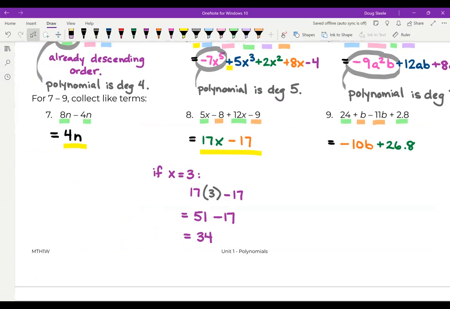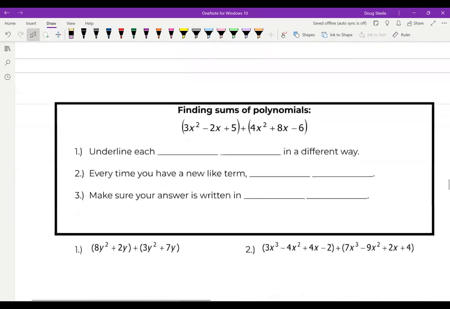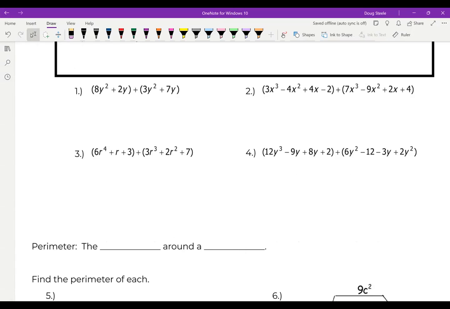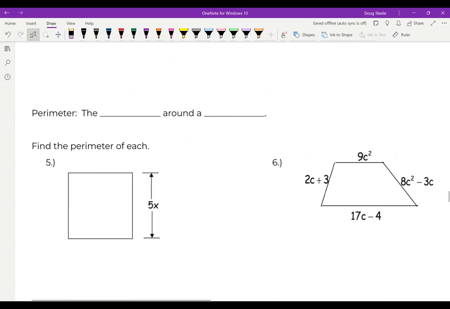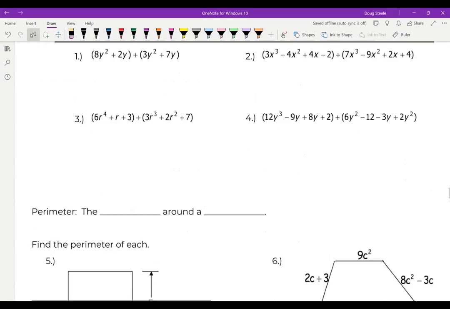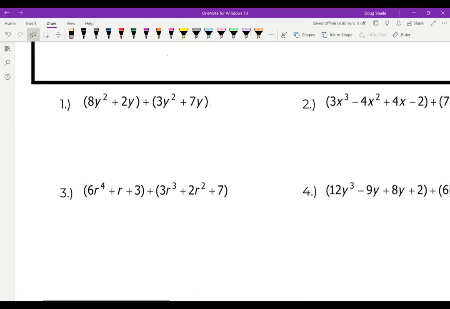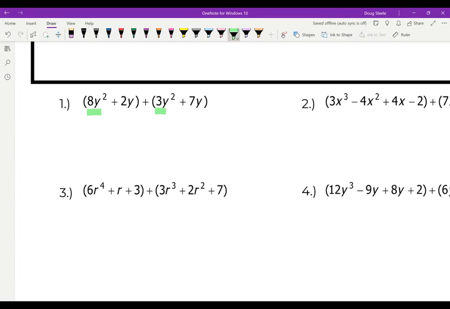Okay, us adding polynomials on the next page. It's going to follow this exact same process as us collecting like terms. So I'm going to skip over our finding sum of polynomials real quick and just jump into our examples that we have. I'm going to do these 4, and I'm going to leave the bottom ones for us to do maybe in class or another time. So looking at our examples here, when I'm adding polynomials, exact same thing. I'm looking to see which terms are like, and I'm just going to add together those like terms.